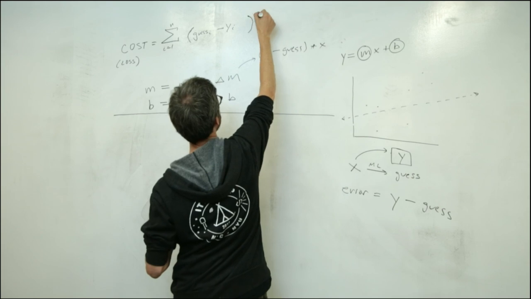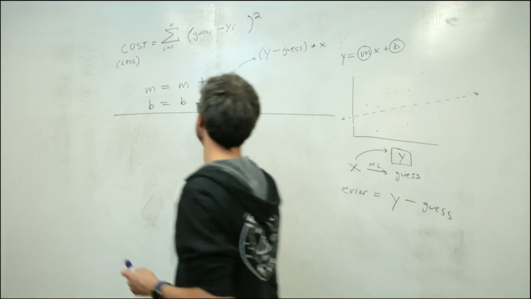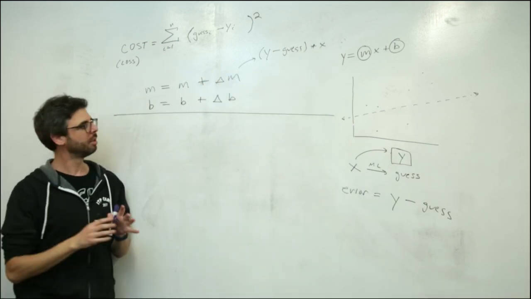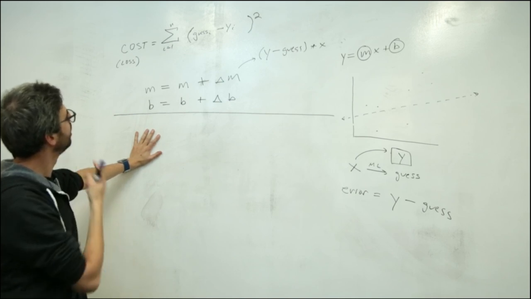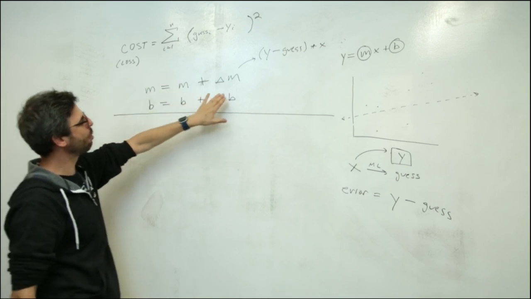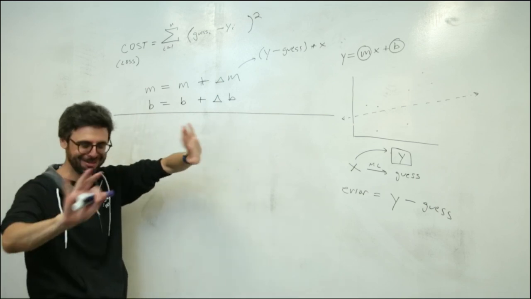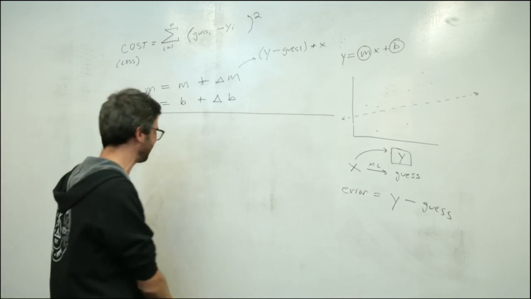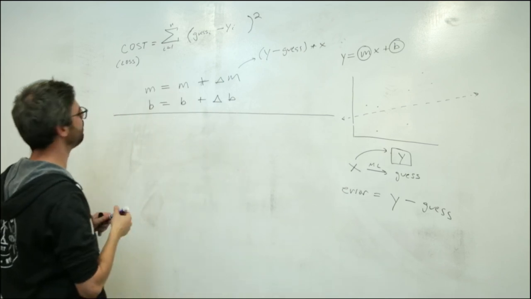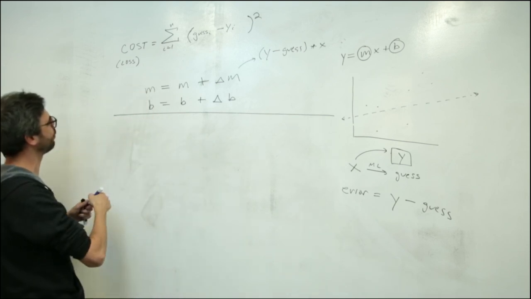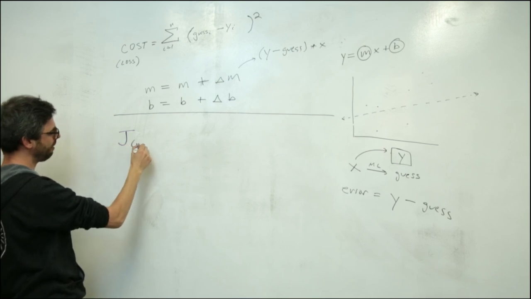Okay, so let me come back to this point here. In order to figure out what these delta values are, I want to rewrite this function again for the millionth time, I think. I'm going to rewrite this with some different notation to help keep things going here. So this cost function I'm going to call J. J is a function of m and b.